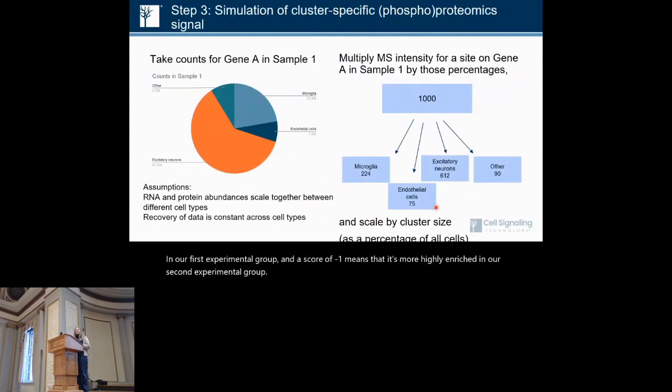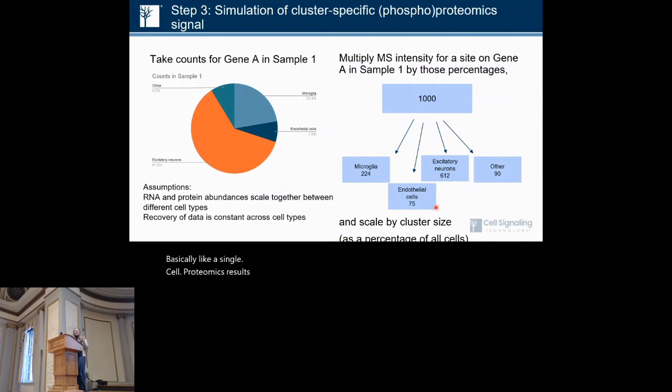The second step, or the third step, I suppose, is to basically simulate a debulking of the proteomics data. So we'll take the distribution of signal for a gene in the transcriptomics data in our cell type of interest in our sample or in our group, and then we take that distribution and apply it to the bulk proteomics or phosphoproteomics signal to basically split it out. And then we scale it by cluster size in order to simulate basically like a single cell proteomics result.